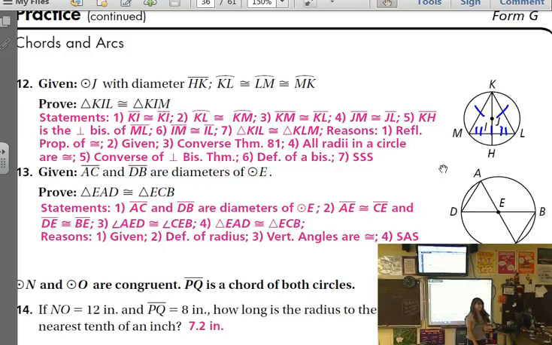Now, how do you know it bisects? That's a great question. I'll let somebody else answer that. Wait, I might have it. Can I go? Sure. Alright.